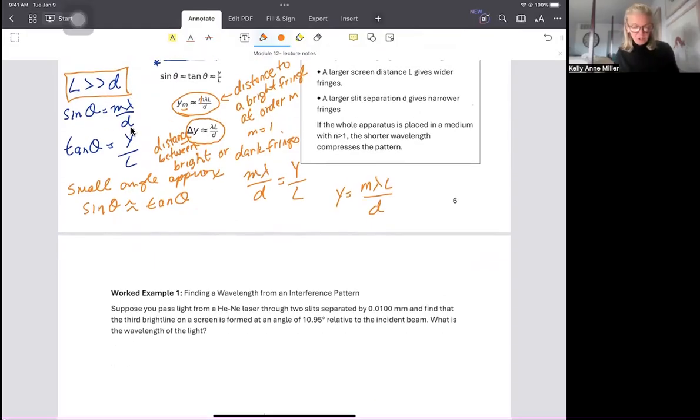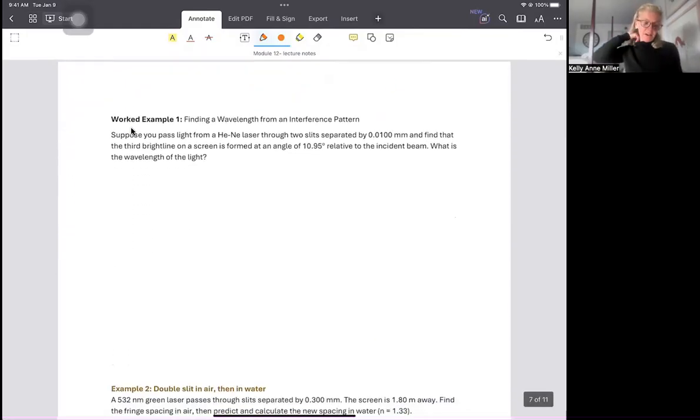So let's look at this one. Suppose you have light passing from a helium neon laser through two slits that are separated by a distance of 0.01 millimeters. And you find that the third bright line on the screen, so you think, oh, m equals 3, is formed at an angle of 10.95 degrees relative to the incident beam. The incident beam is the one in the middle. What is the wavelength of the light?